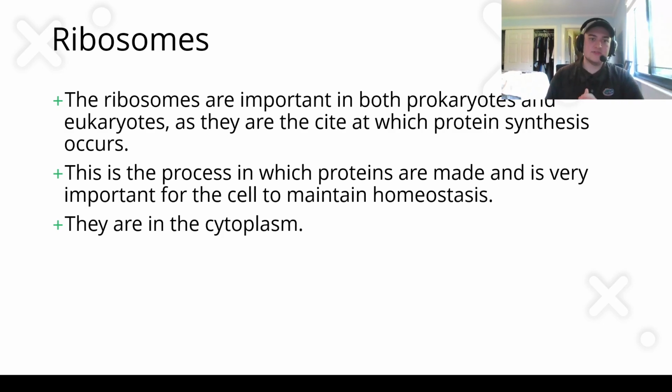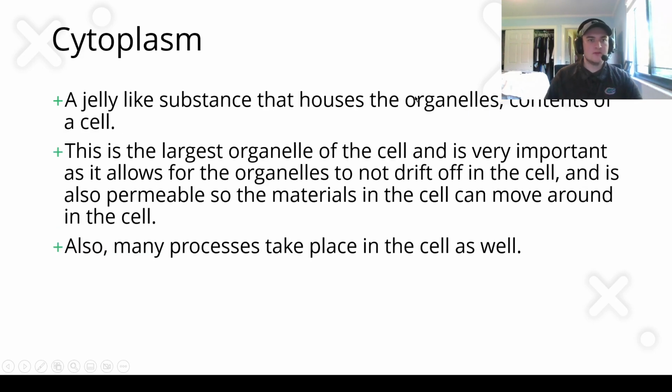Making those proteins, which are used in a lot of different things. This is a process. Proteins are made, and it's very important for the cell to maintain homeostasis. And these are just free floating in the cytoplasm. Cytoplasm is a jelly-like substance that houses the organelles, the contents of a cell.